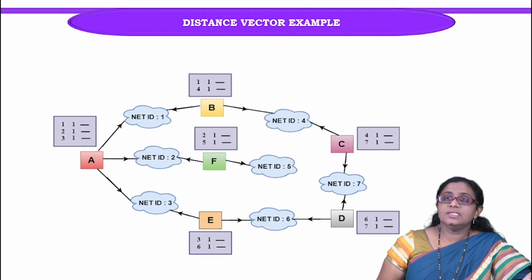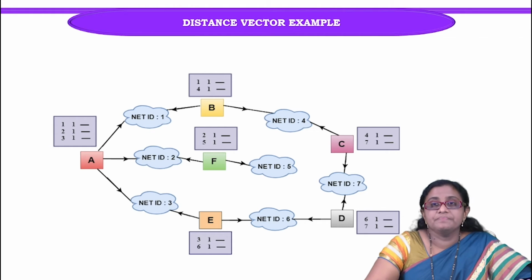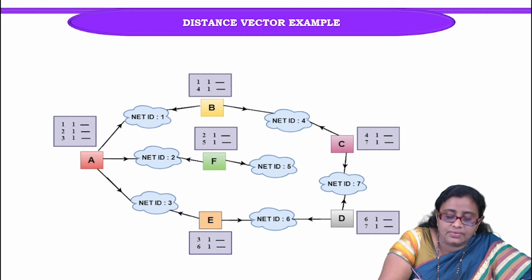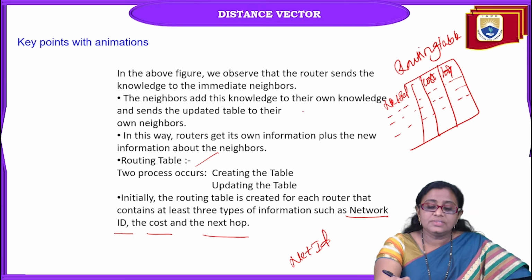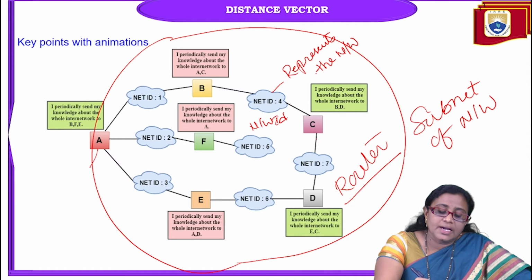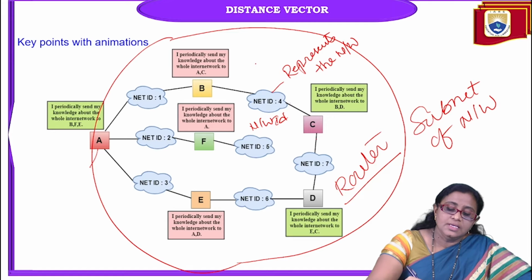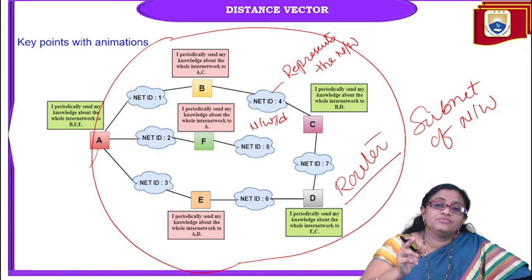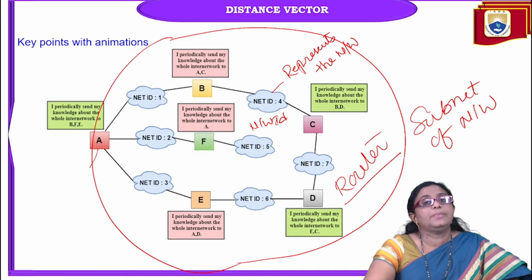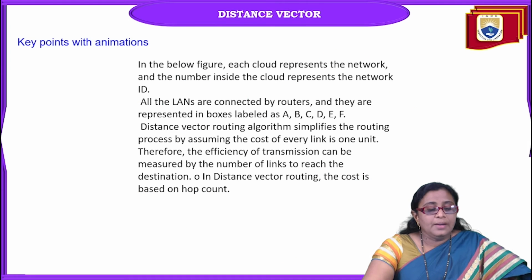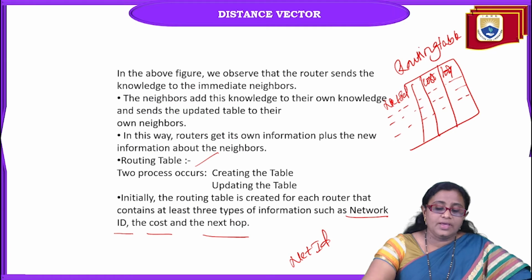Here, if you take the example of a distance vector, this is the network ID, and in our previous example, it will represent the network. All of these networks are connected by means of a router, forming what we call a subnet. A subnet is a combination of many types of switched networks or individual networks which are connected by means of a router.